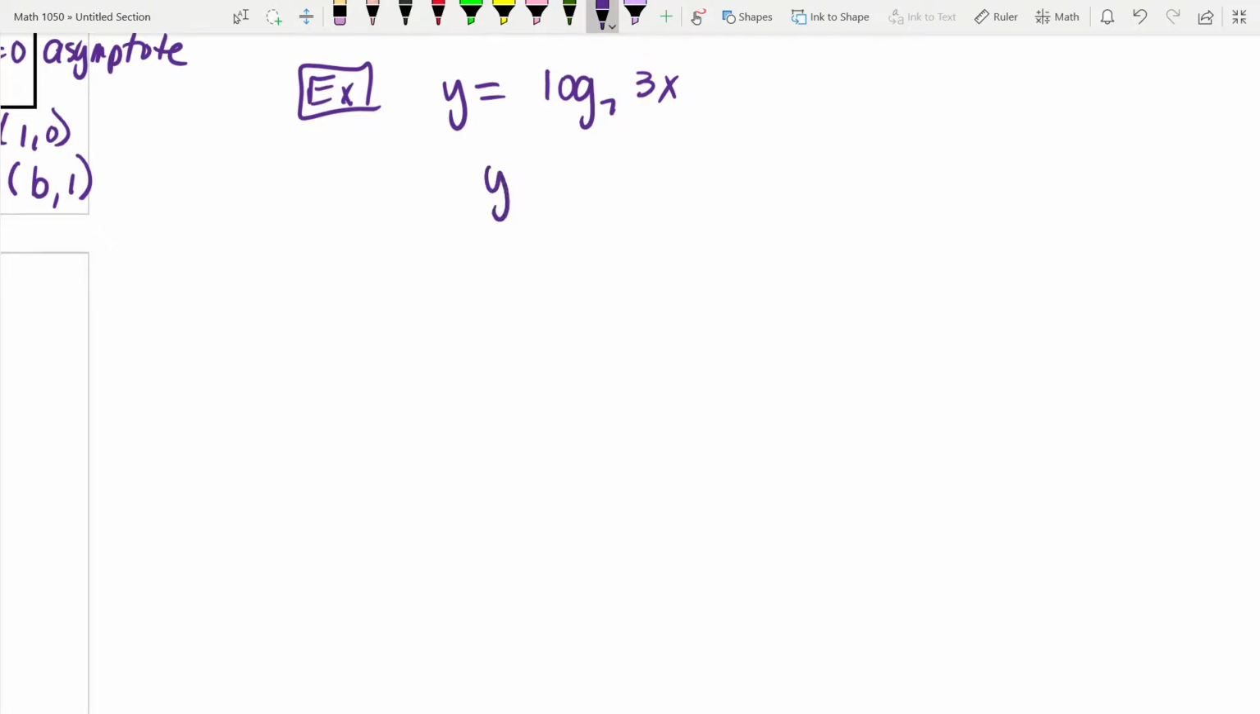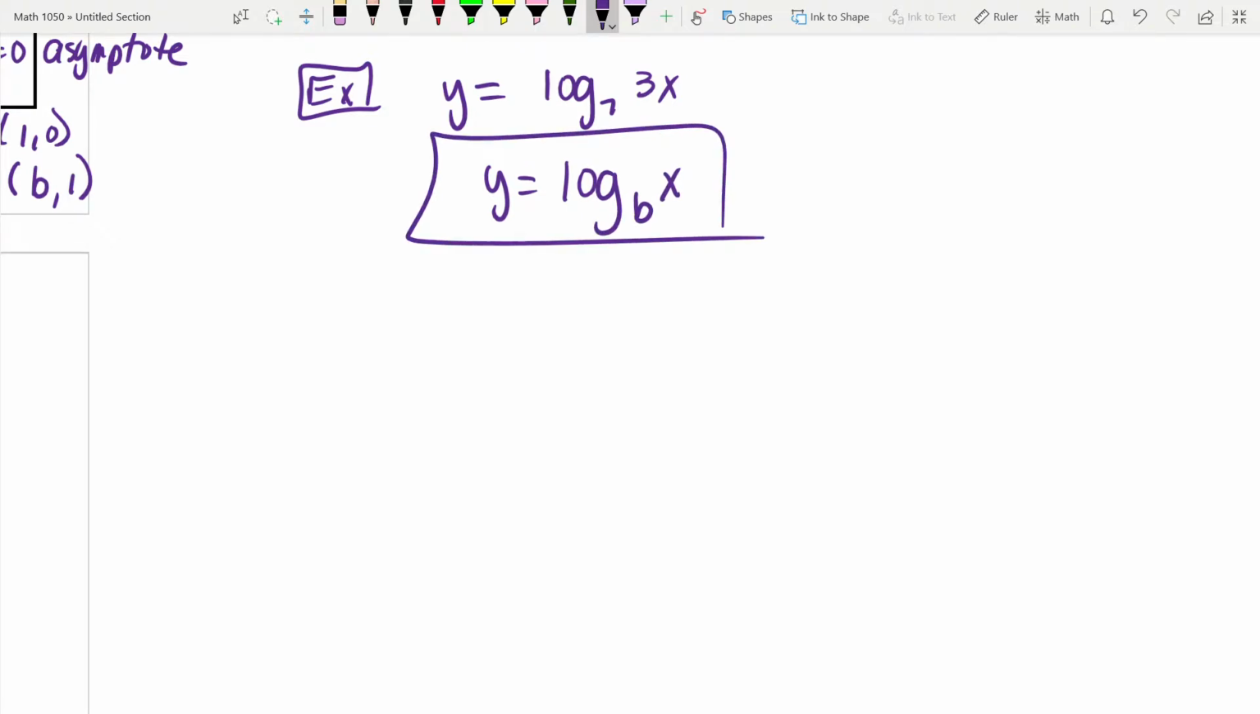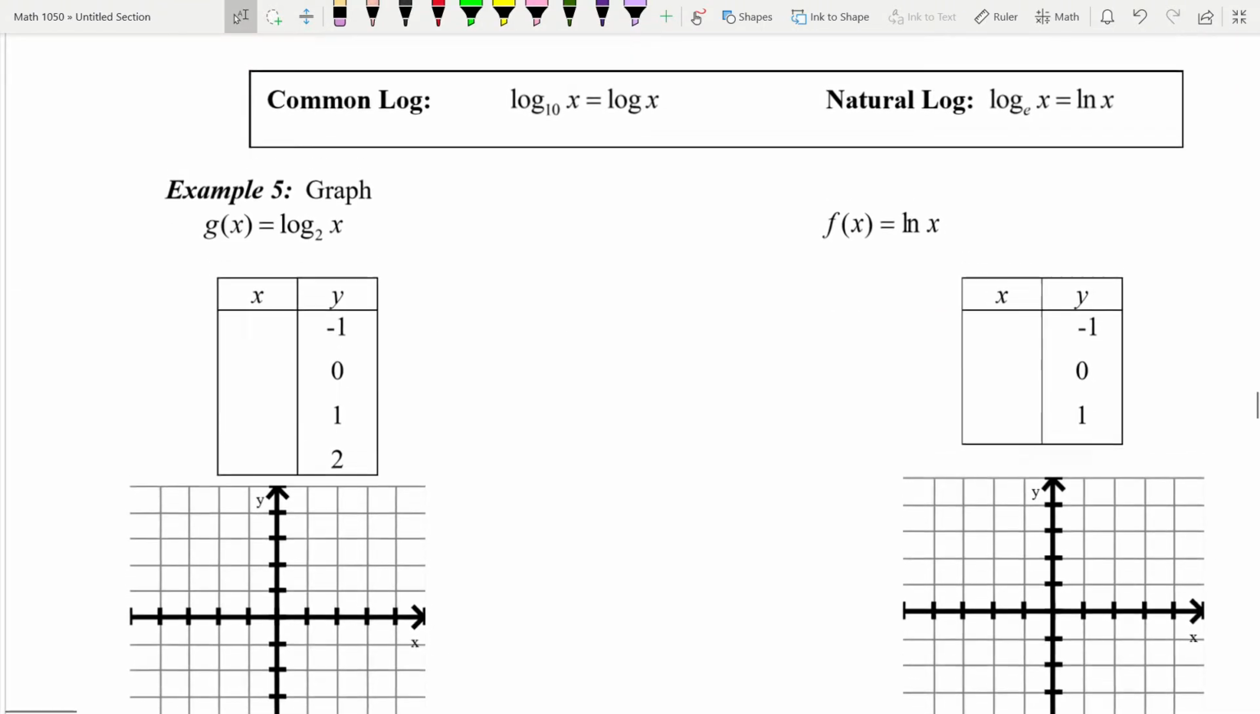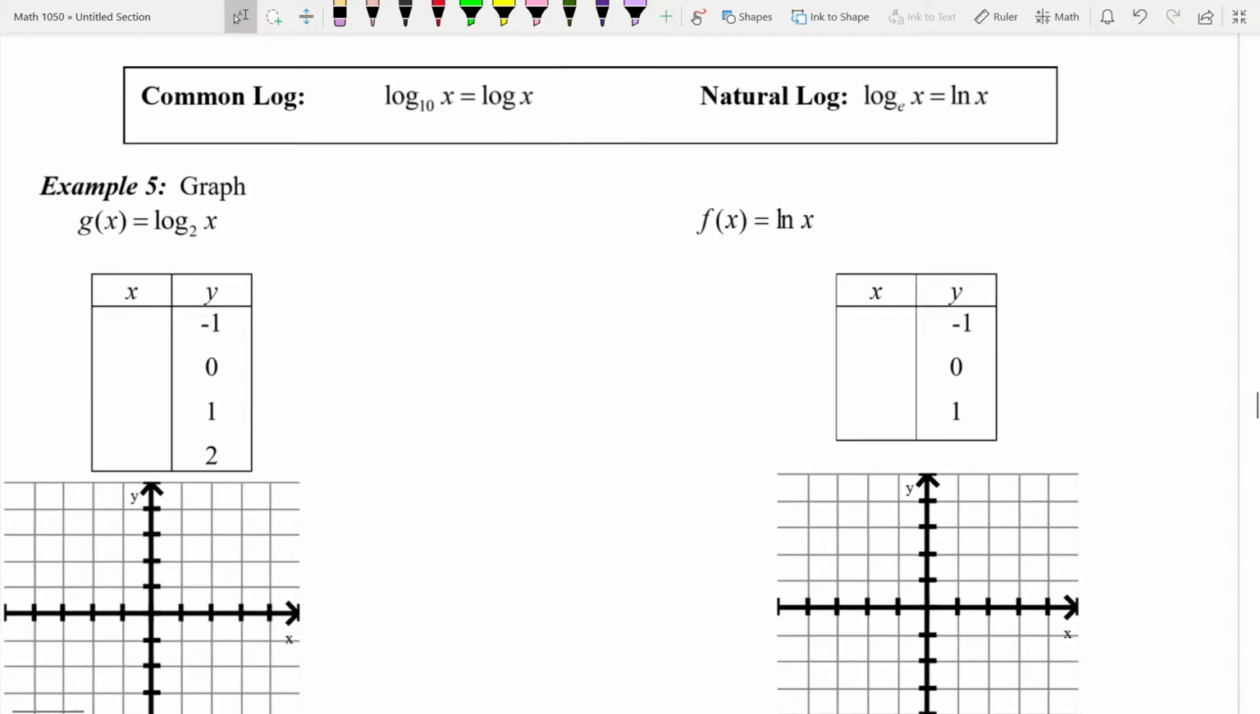So in order for it to be parent, it has to be y equals log base b of x, with just some number sticking in there. We already talked about this: if it just says log x, that's log base 10 of x. If it says ln of x, then that's log base e of x.